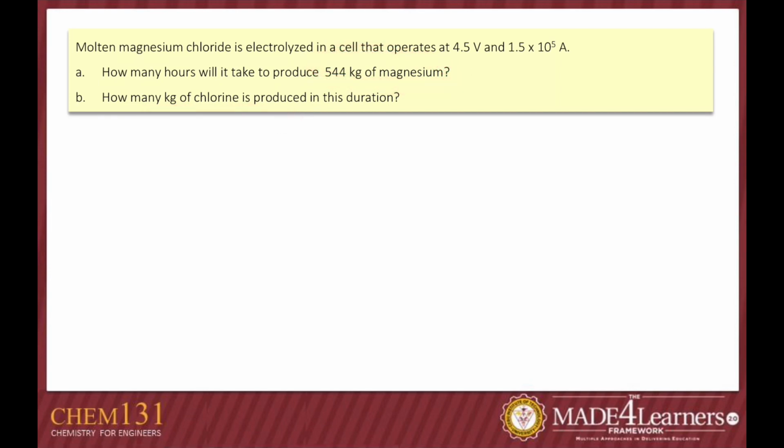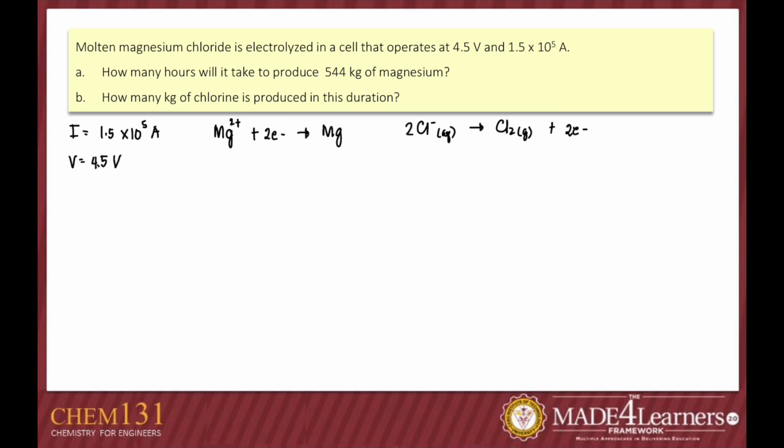So given here is the current, which is 1.5 times 10 to the power of 5 amperes, and we're given the voltage, 4.5 volts. For magnesium, it is reduced at the cathode: Mg2+ plus 2 electrons producing magnesium. And then for chlorine, it will undergo oxidation, producing chlorine gas, plus 2 electrons, so produce 2 here.